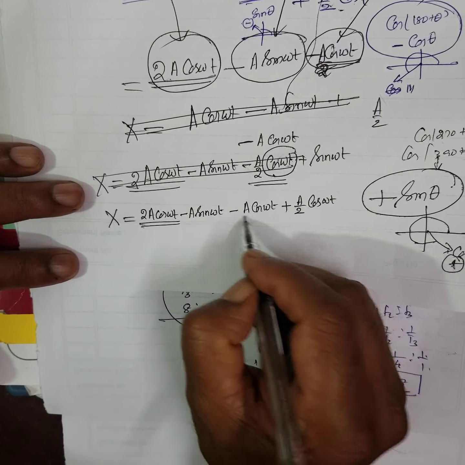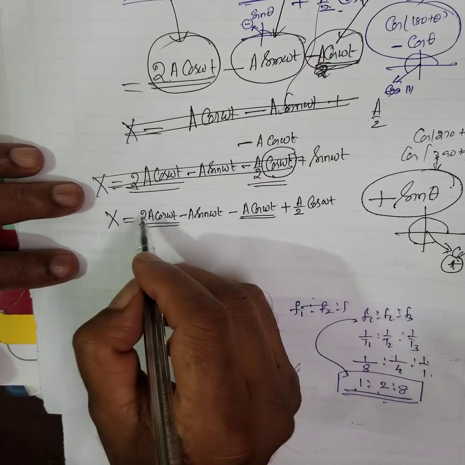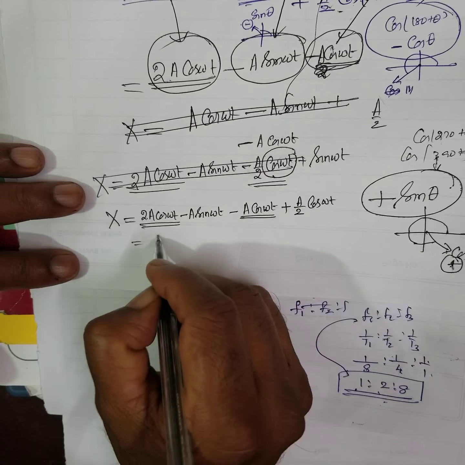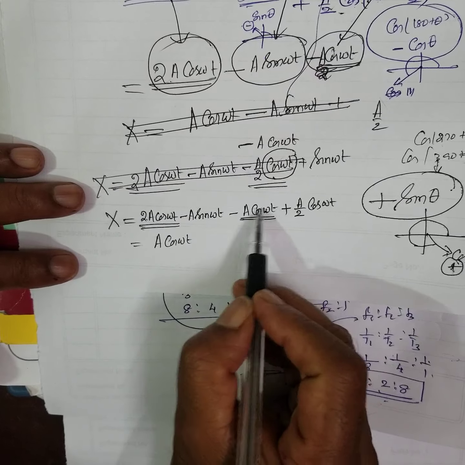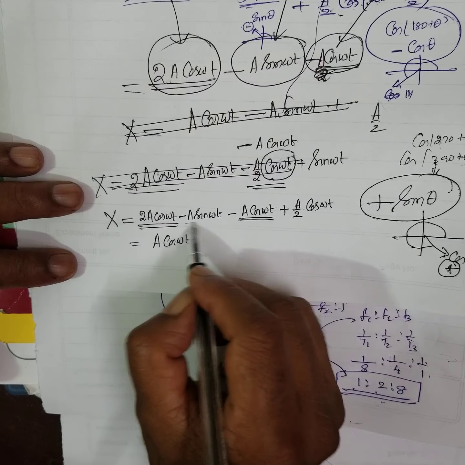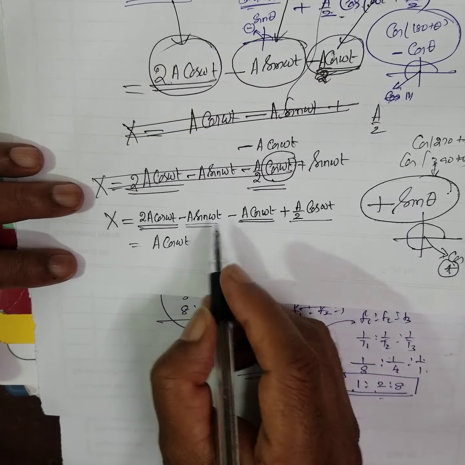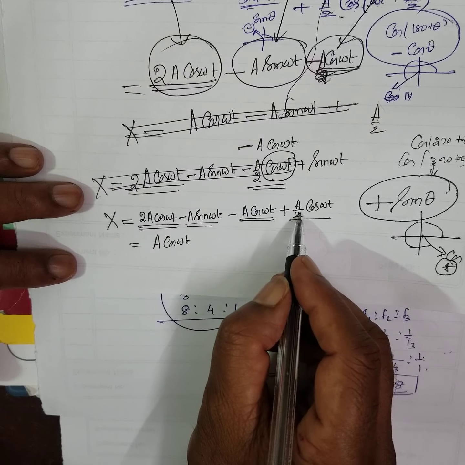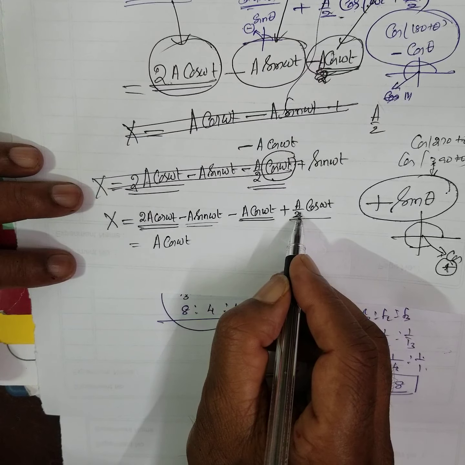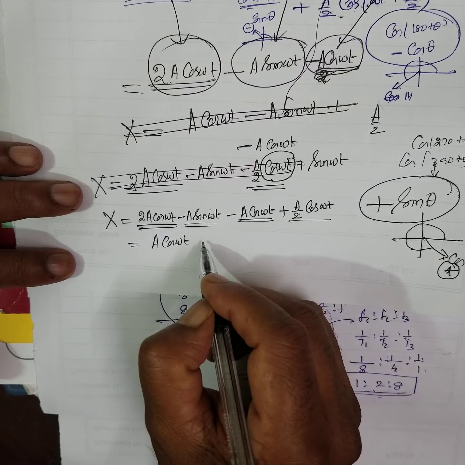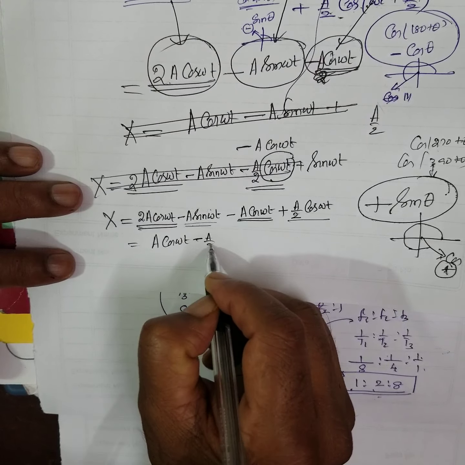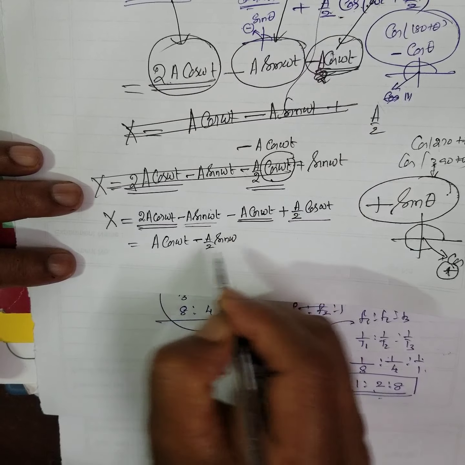Right? Here what do you write? 2a cos omega t. These both get cancelled, is it not? 2x minus x is what? 1x. That is cos omega t. Here what happens? This one and this one: minus x. This is minus x plus x by 2, what is it? Minus x by 2. That's minus a by 2 sin omega t.